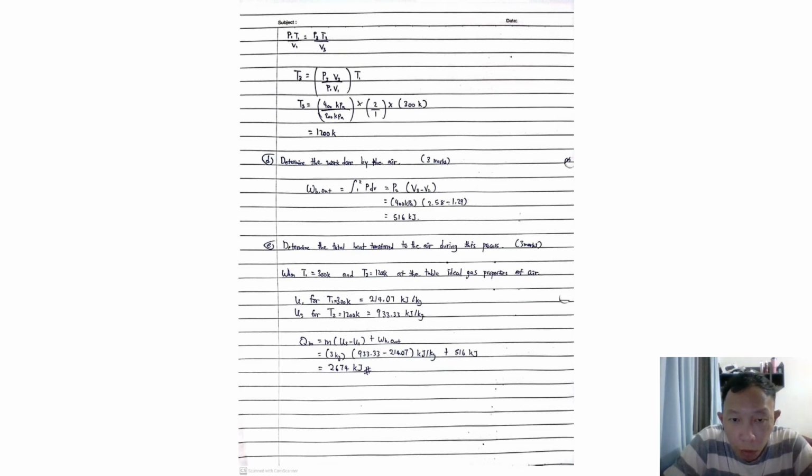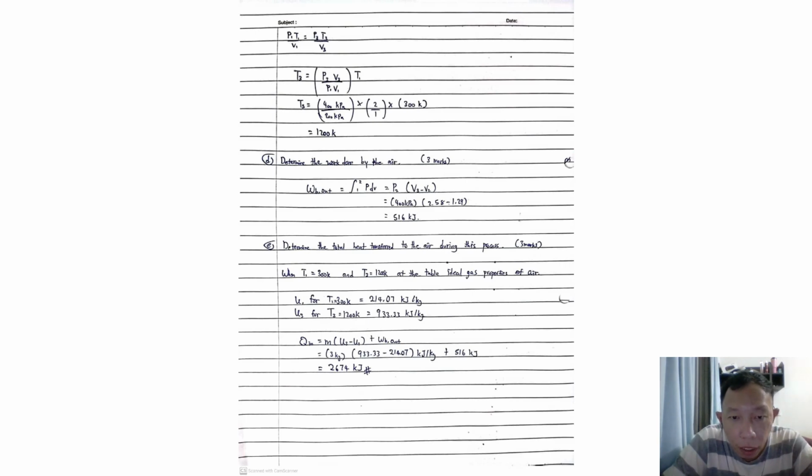And for E, to determine the heat transfer to the air during the process, we know that at T1 equals 300 Kelvin, the initial internal energy is 214.07 kilojoule per kg, and for T3 equals 1200 Kelvin, the final internal energy is 933.33 kilojoule per kg.